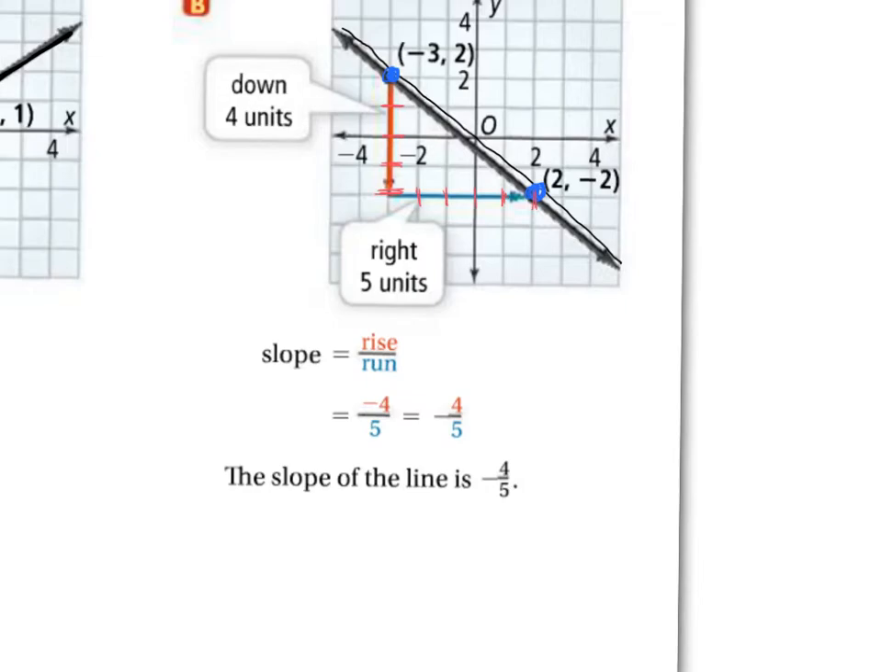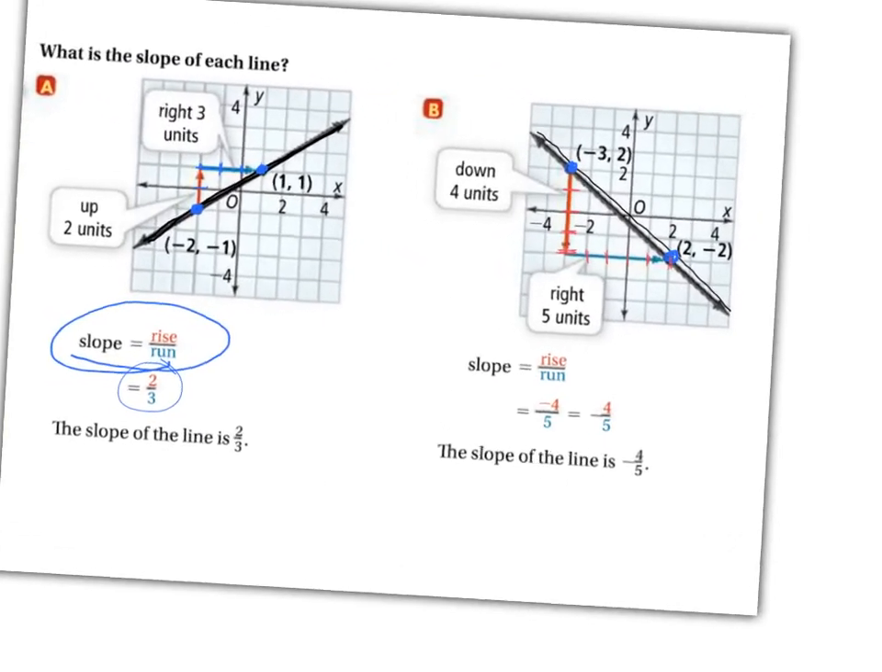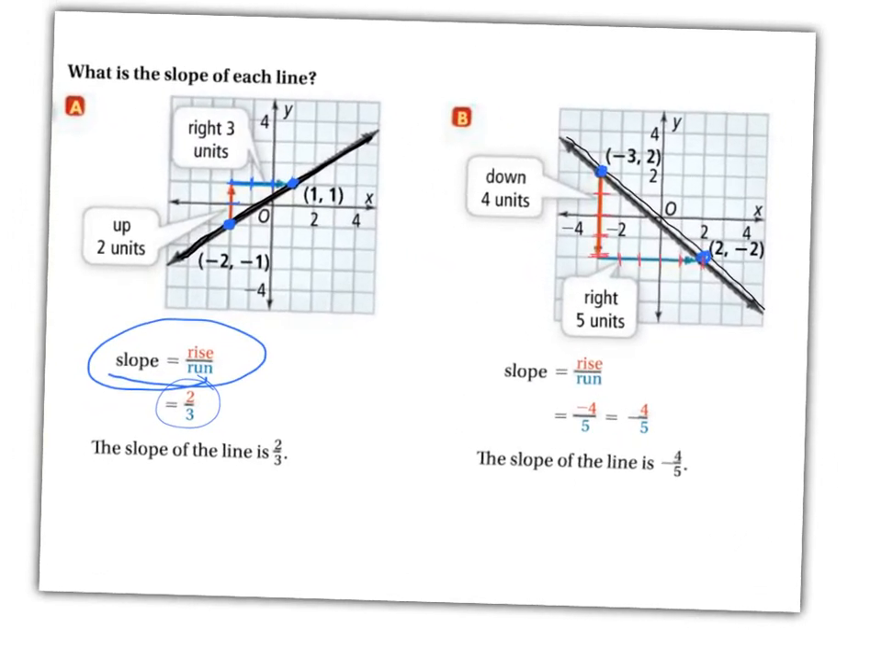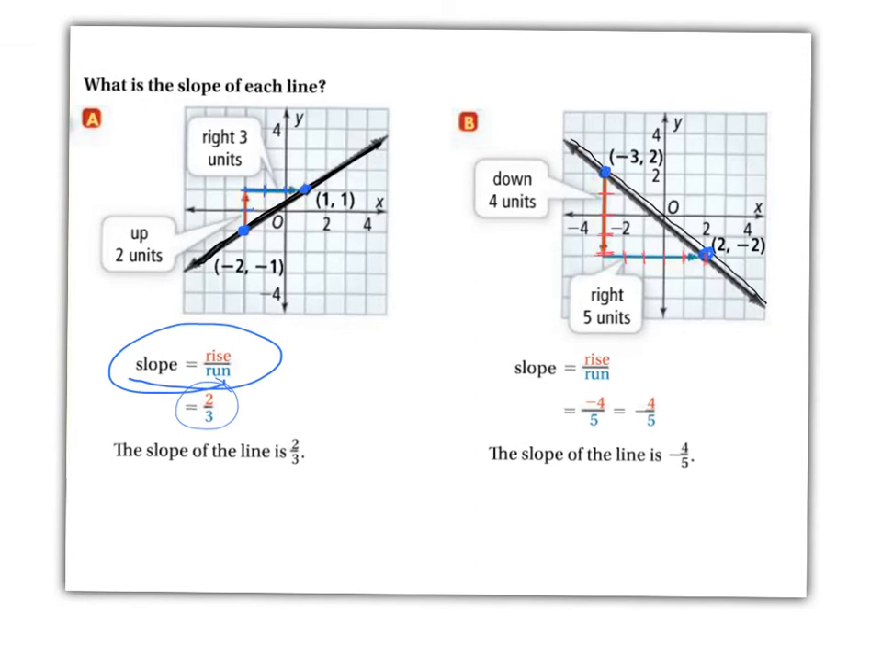Now, these two graphs don't come from a real-life situation like the one with the marching band, but when we start putting them with situations, that's all that slope is. Slope is just the same thing as rate of change.